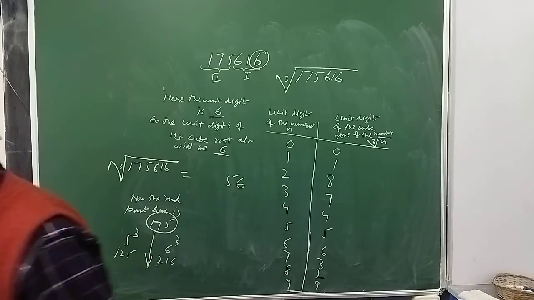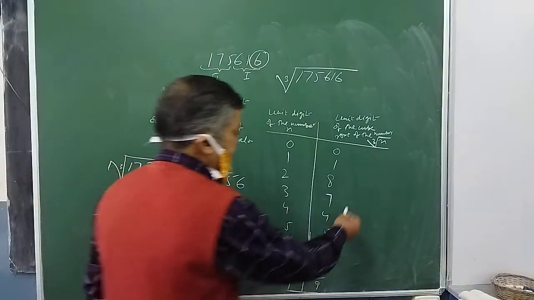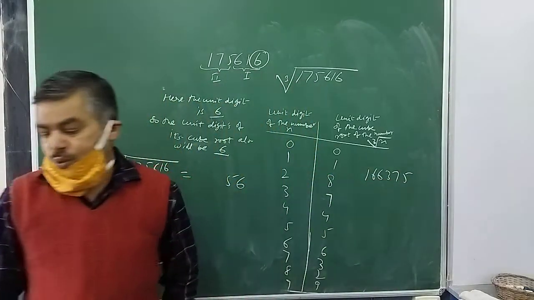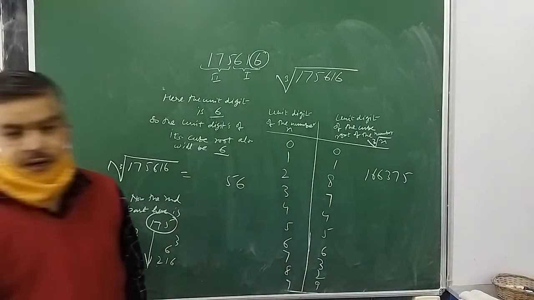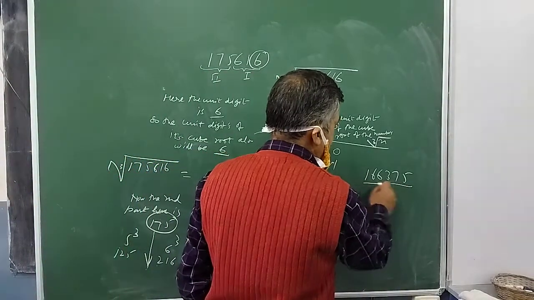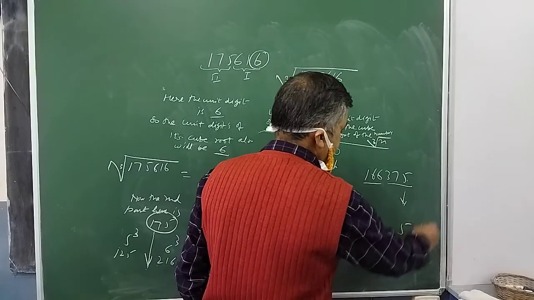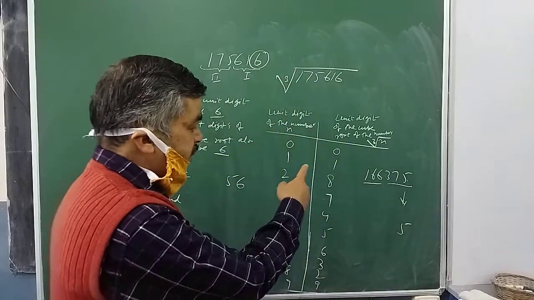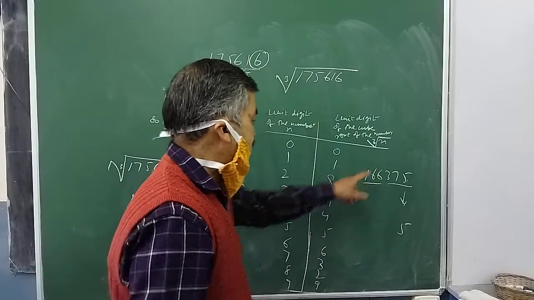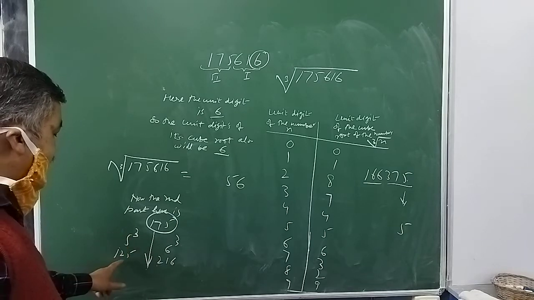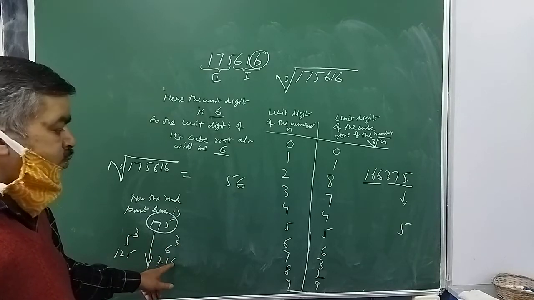So if you want another example, I can add 166,375. Quickly you can just give a look at that. Here, this is the first part, this is the second part. At the unit place, 5 is there, so 5 will be at the unit place. 166, again you can see, is lying between these two: 5 cube is 125, 6 cube is 216.